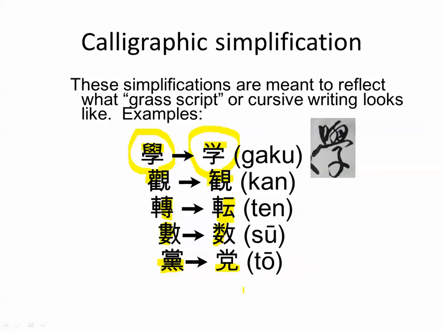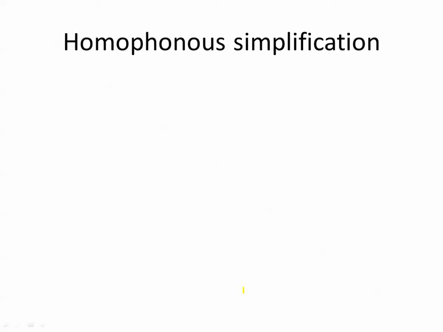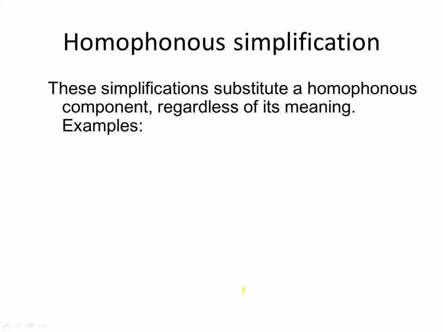The second kind of simplification is homophonous, and this may mentally take you back to the lecture on different kinds of kanji. These simplifications substitute a homophonous component, regardless of its meaning. Its meaning is not important. Remember the kanji that we were looking at, the vast majority, 90% or more of the kanji, when we were looking at types of kanji, fell into this kind of category where the left-hand side or the right-hand side, one part of the kanji gives you a hint about the meaning of the character, and the other part of the kanji gives you a hint about the reading of the character. That's what we're looking at here.